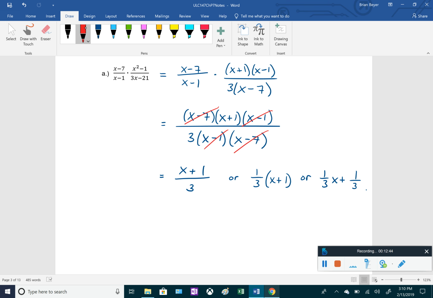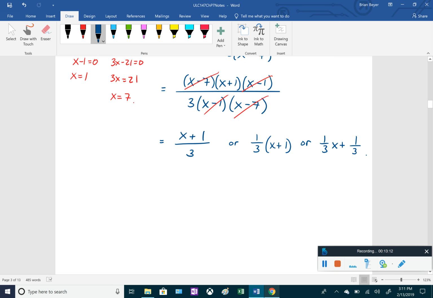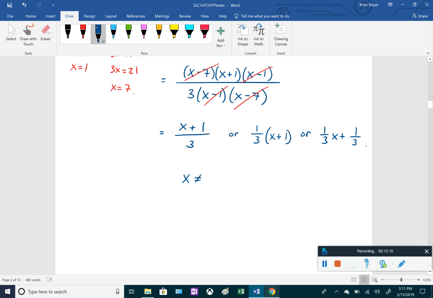So setting all of these original denominators to 0. We have x minus 1 equals 0, that would give us x equals 1. And then 3x minus 21 equals 0. What you would do here, I'll mention it kind of quickly, you would add 21 to both sides. 3x equals 21. 3 times x, so we have to divide to get it off the x. 21 divided by 3 is 7, so x equals 7. So those are the values that we have to omit. x cannot equal 1 or 7. And I'll start circling my answers because it's starting to get a little messy.